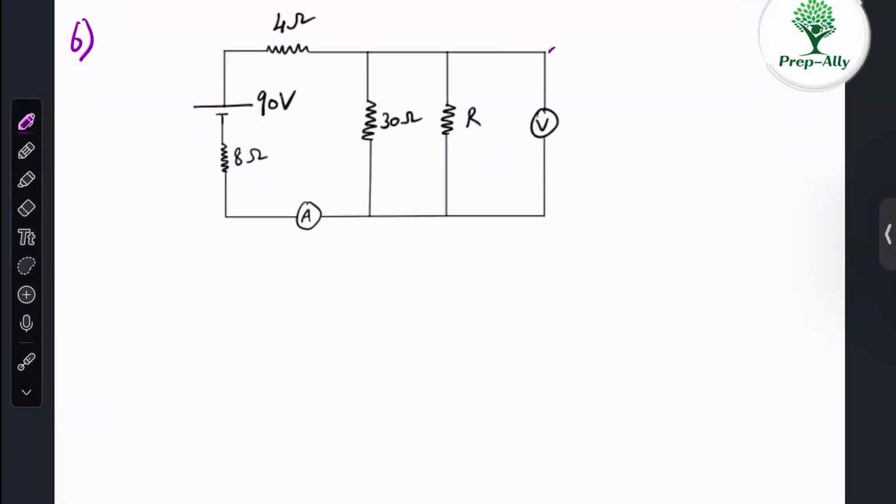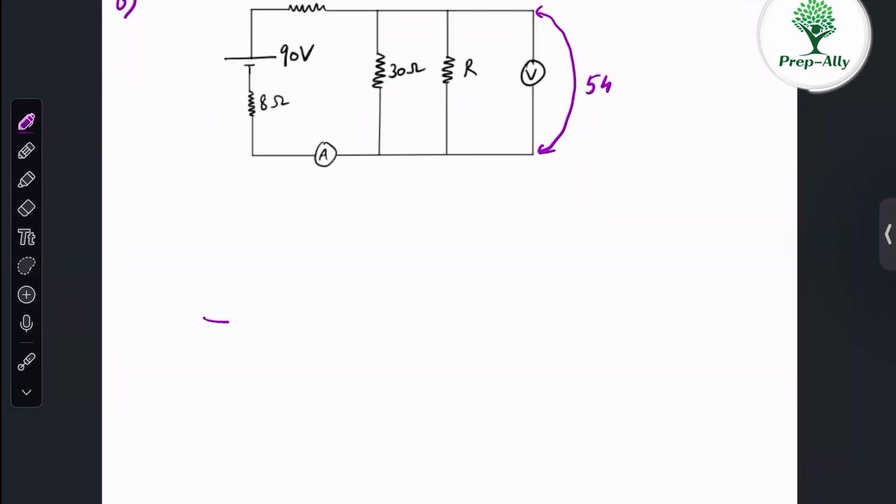So the reading of the voltmeter is 54 volts. It means 54 volts has dropped here. Now in this circuit, whatever current is going through this 8 ohms, the same current will go through 4 ohms. Which means this 8 ohms and 4 ohms are in series within that branch. Whichever order you arrange, it doesn't matter. So I can put that 8 and 4 together in series as 12 ohms.